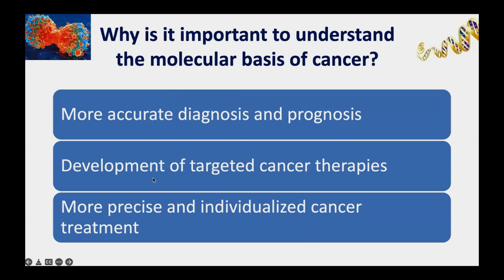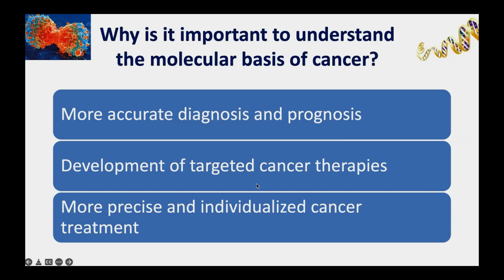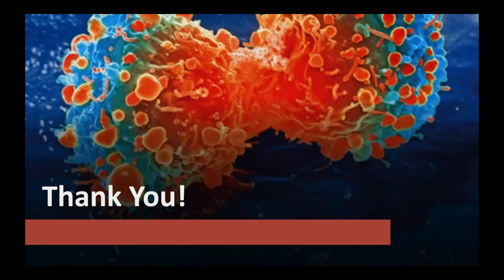As well, it gives us information. This is a huge area of research, and clinically applied research is developing targeted cancer therapies. Once we know this particular gene is turned on when it shouldn't be, maybe there's a way that we can target that to block it in the cancer cells specifically. So this is a big area of research, developing targeted cancer therapies. And this leads to more precise and individualized cancer treatment, as you'll learn much more about later in the course. And with that, I thank you very much, and I will look forward to taking your questions.